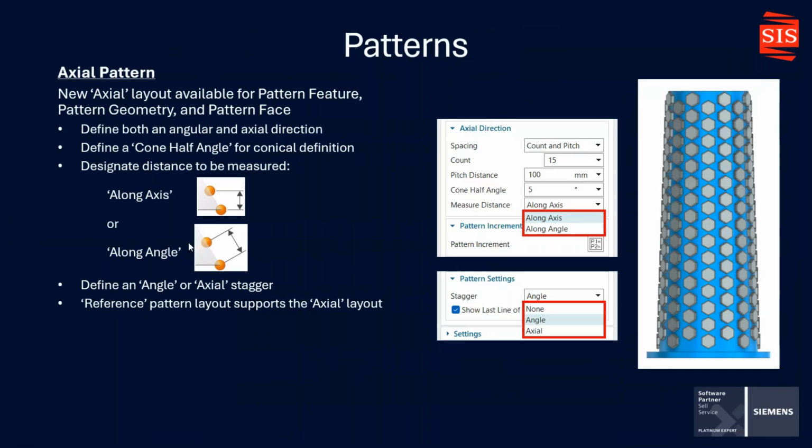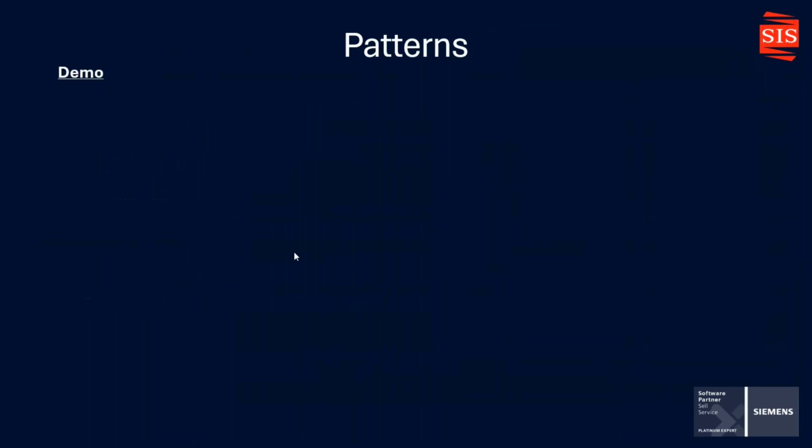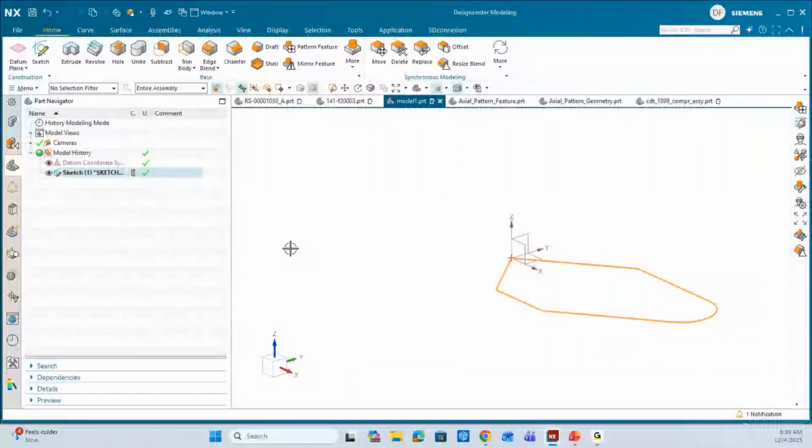Okay, and I think the graphic there is very helpful for understanding what that is. And there's also a stagger option, so I'm going to demonstrate that here in a second. And the last thing I'll mention with this is that the reference pattern layout supports this new axial layout. So let's go ahead and swing back over to NX.